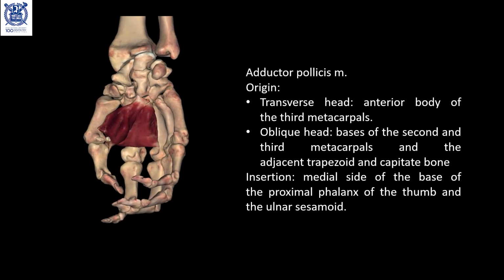Adductor pollicis muscle. It has two origins. The transverse head has its origin at anterior body of the third metacarpal. The oblique head has its origin at bases of the second and third metacarpals and the adjacent trapezoid and capitate bones. Insertion. Medial side of the base of the proximal phalanx of the thumb and the ulnar sesamoid.